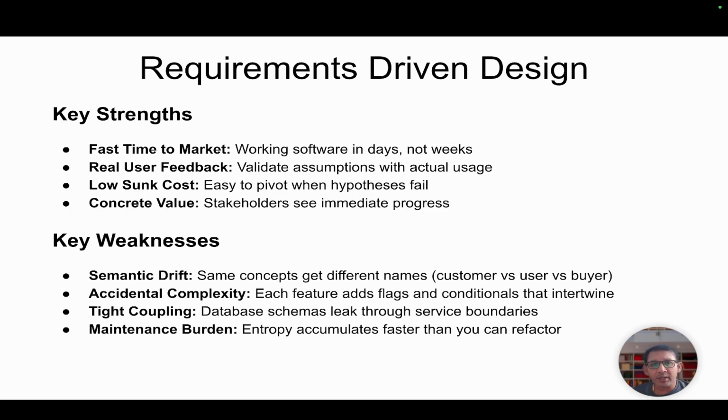But the weaknesses emerge over time. You get semantic drift. The same concepts get different names in different parts of the system. Customer in one module, user in another, buyer in a third. You accumulate accidental complexity as each feature adds flags and conditionals that intertwine with existing logic. You get tight coupling as database schemas leak through service boundaries. And you face an increasing maintenance burden as entropy accumulates faster than you can refactor it away.